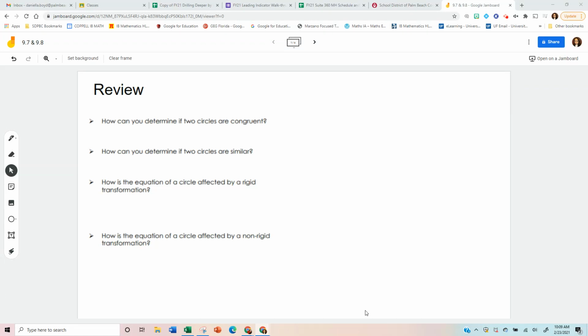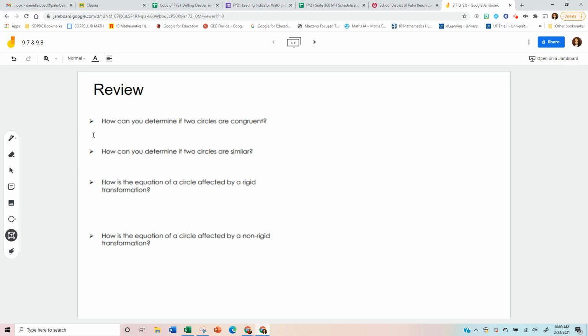Hey everyone, so we're going to recap something from not last class, not even this unit, but possibly a few units ago, which is talking about congruency versus similarity. Okay, so I want you to think about congruent versus similar. So let's do a quick recap. How can you determine if two circles are congruent?